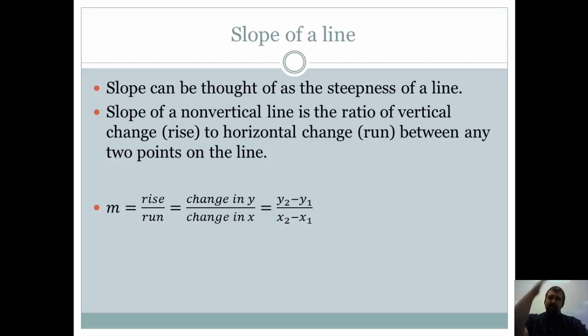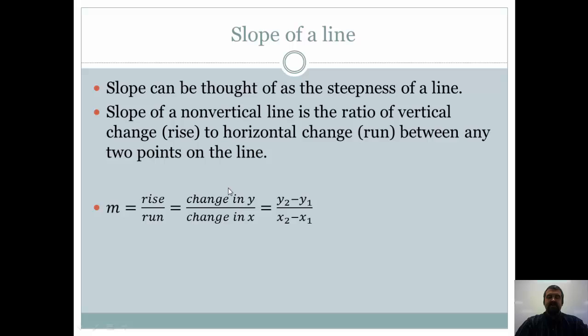The slope of a non-vertical line is the ratio of the vertical change, how much it is changing up and down, to the horizontal change, how much it is changing left and right, between any 2 points on the line. M here stands for slope. Slope equals rise over run. How much does it rise for how much it runs?